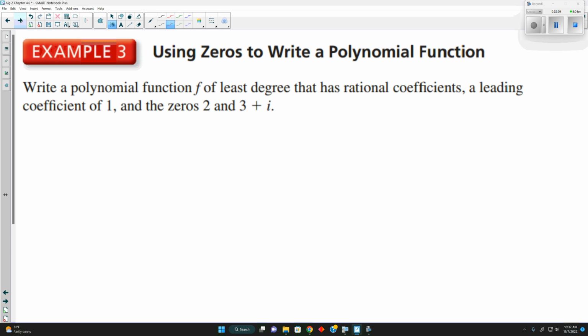So we have a few that are just like the ones we did in the last section with radicals. Write a polynomial function of least degree that has rational coefficients and a leading coefficient of 1, where the zeros are 2 and 3 plus i. Same exact thing. So for this, it's saying that x is equal to 2 and x is equal to 3 plus i. But it also means that what? x is equal to 3 minus i.